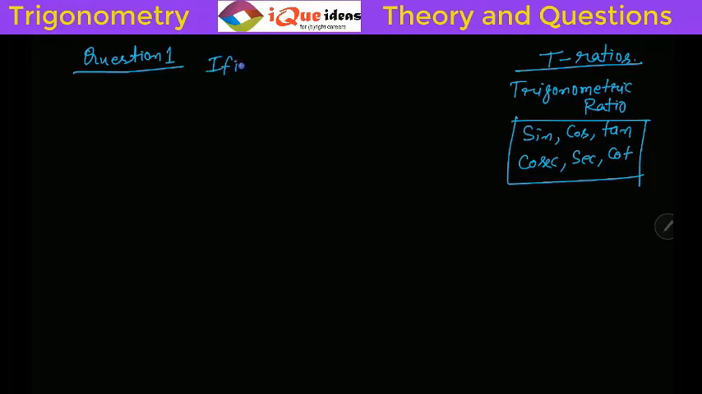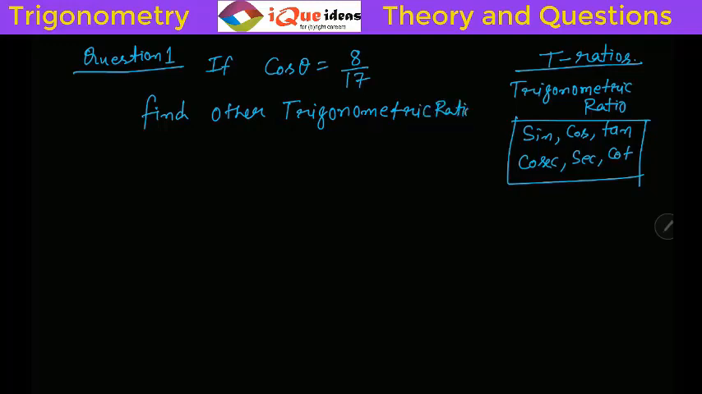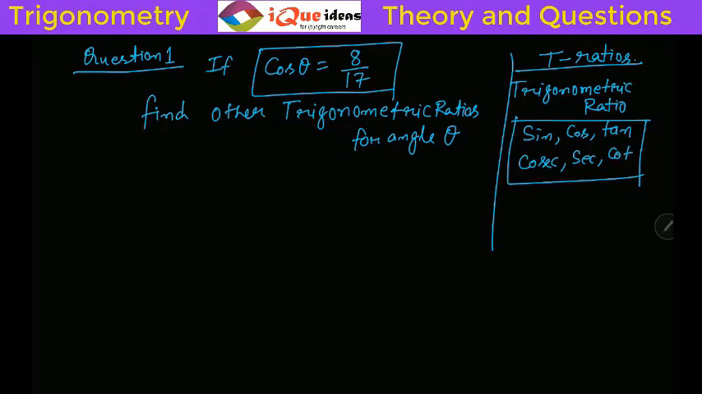Let's say cos theta is equal to 8 by 17. The question is find other trigonometric ratios, or we could have simply said T ratios, other trigonometric ratios for angle theta. Right? So for angle theta, one of the trigonometric ratios, that is cos theta, is given. Find all the other trigonometric ratios for theta. That means we will need to find sine theta, tan theta, sec theta, cosec theta, as well as cot theta.